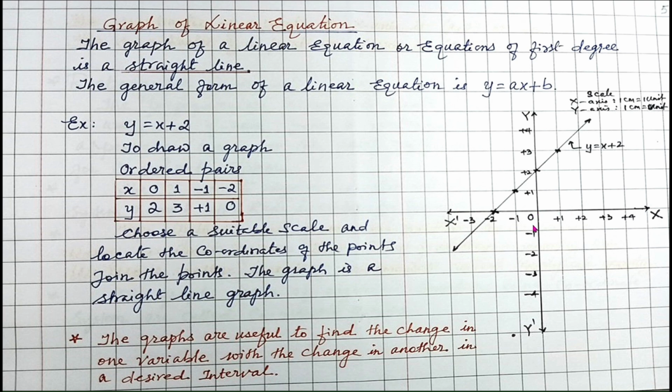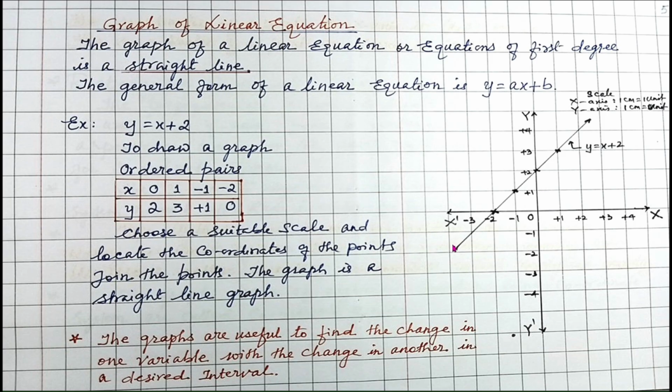Now this has to be drawn with a suitable scale. Here I have chosen the number line with 1 centimeter as the distance between consecutive values, that is plus 1, plus 2, plus 3, plus 4 on the right side, 0, minus 1, minus 2, minus 3, minus 4 on the left side, then plus 1, plus 2, plus 3, plus 4 above, and minus 1, minus 2, minus 3, minus 4 below. Now here I have the x-axis, the scale is 1 centimeter equal to 1 unit, and the y-axis again has 1 centimeter equal to 1 unit. So that is very important.